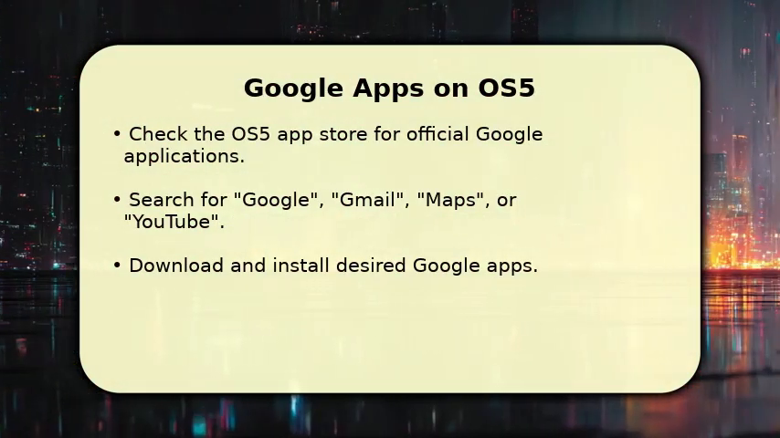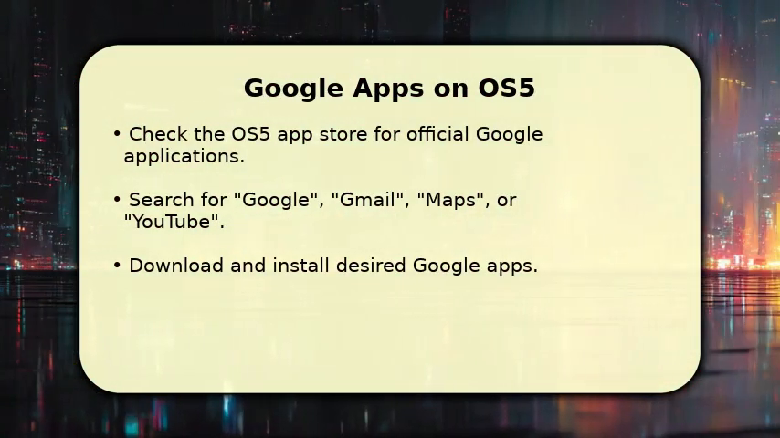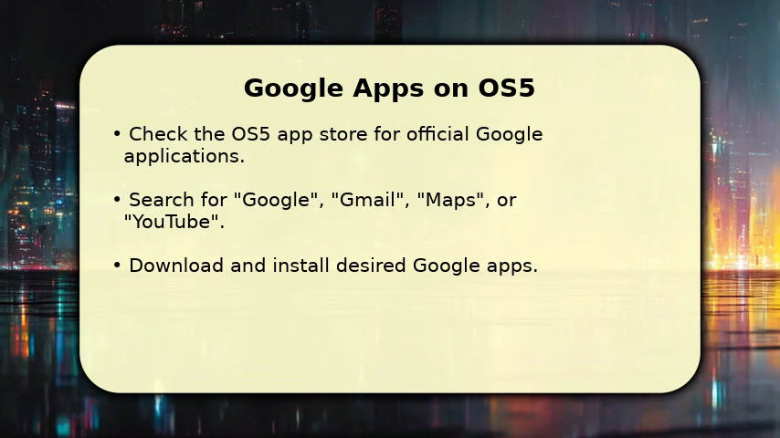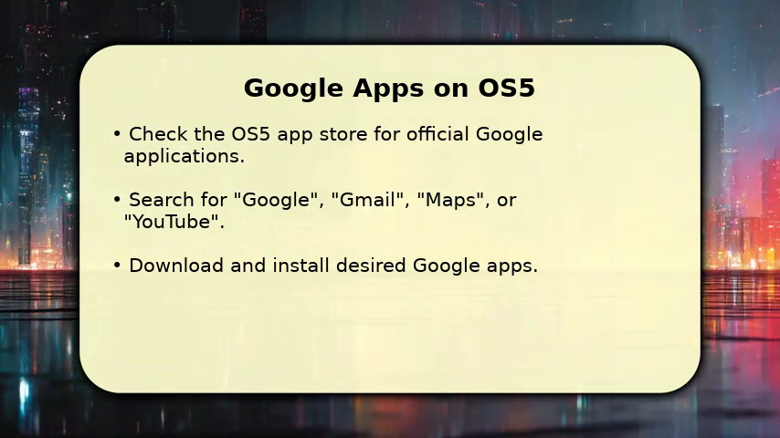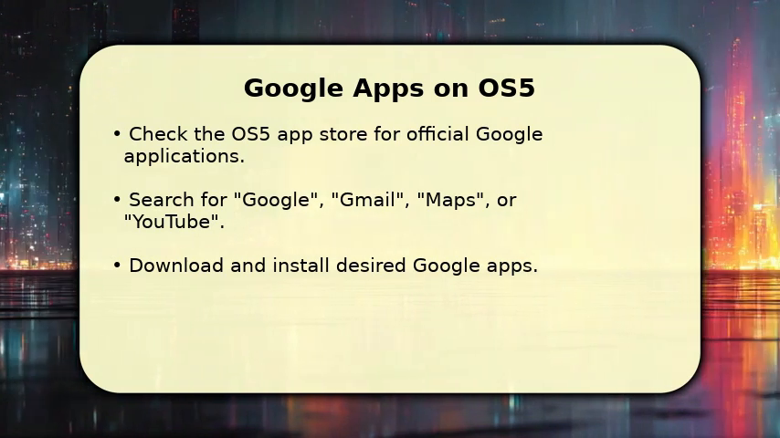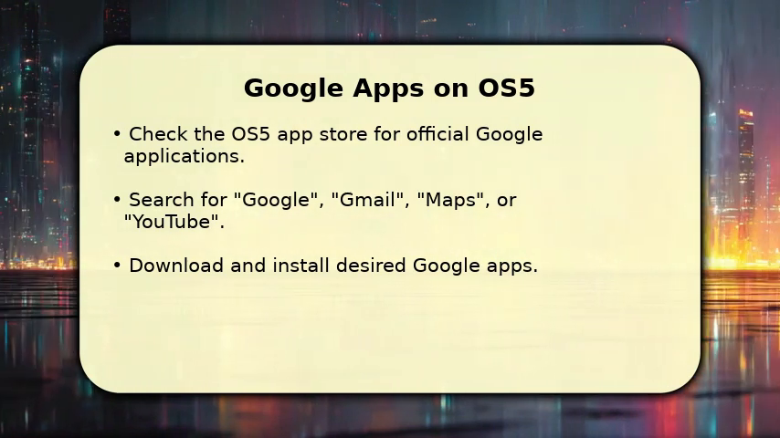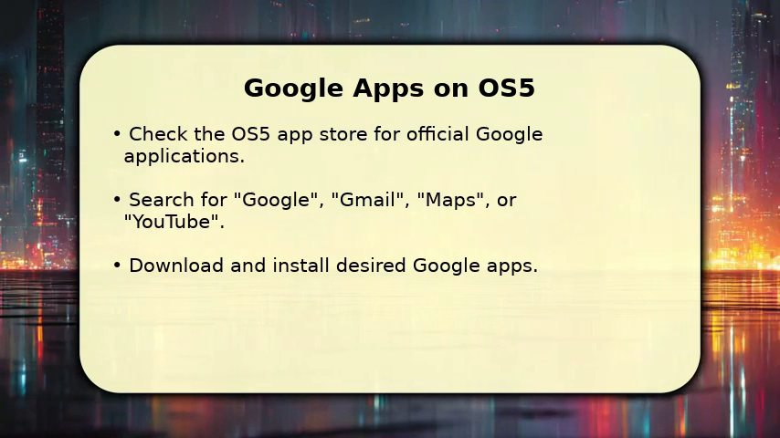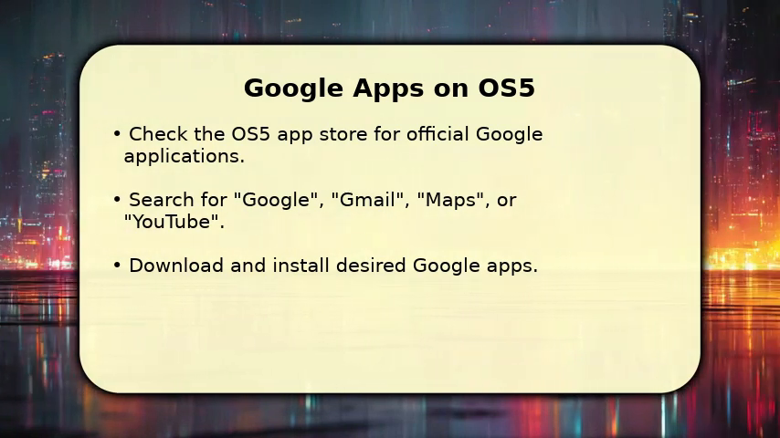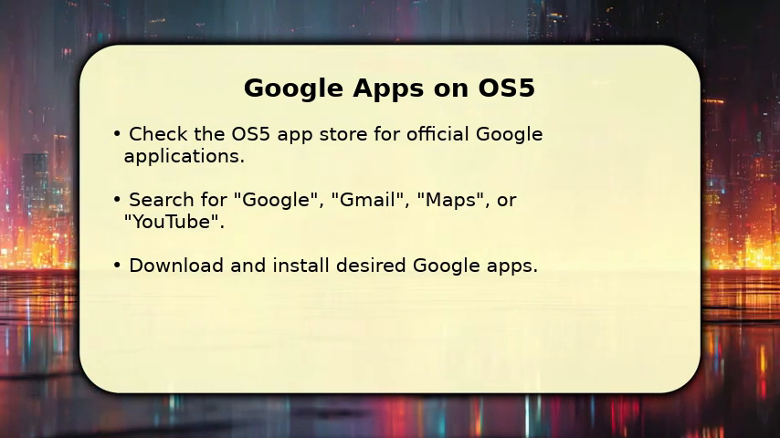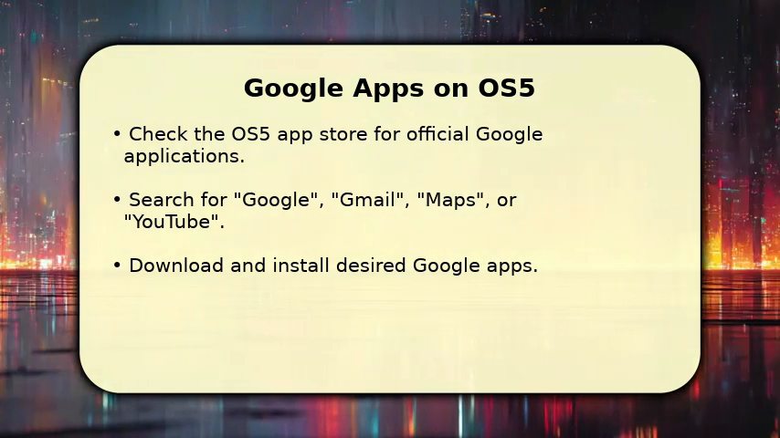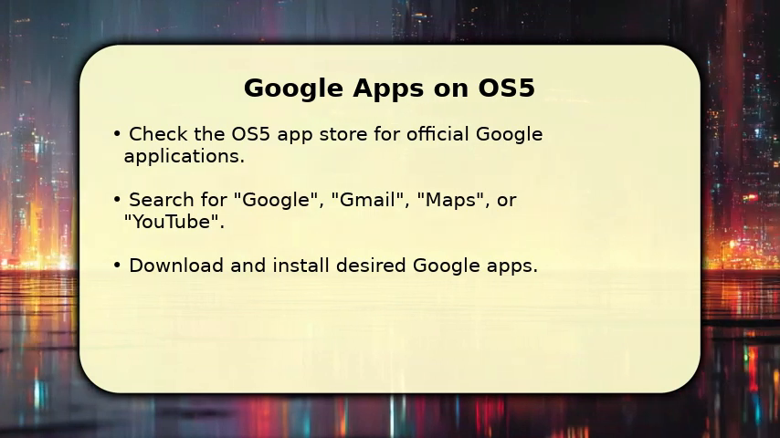Many operating systems offer dedicated app stores. If OS 5 has one, search for official Google applications like Google Search, Gmail, Google Maps, or YouTube. These apps often provide a more integrated and optimized experience compared to browser access. Simply download and install the apps you need. After installation, open them and sign in with your Google account to unlock all features, personalize your experience, and sync your data across devices.